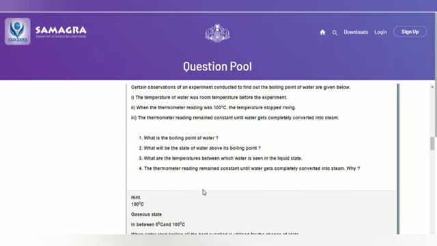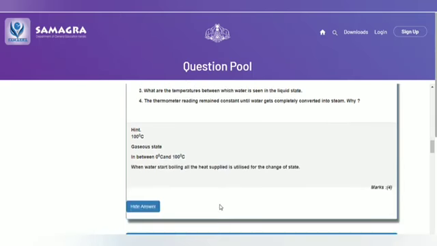What will be the state of water at its boiling point? Gaseous state. Between what temperatures is water seen in the liquid state? In between 0 degrees Celsius and 100 degrees Celsius. The thermometer reading remained constant until water was completely converted into steam. Why? When water started boiling, all the heat supplied is used for the change of state.